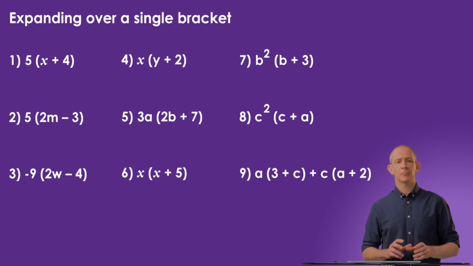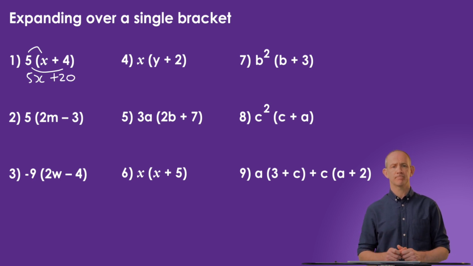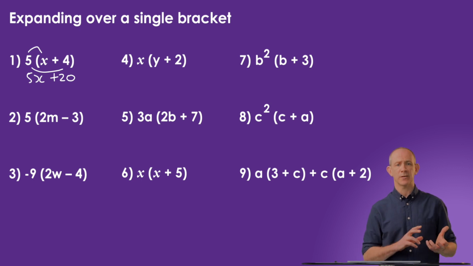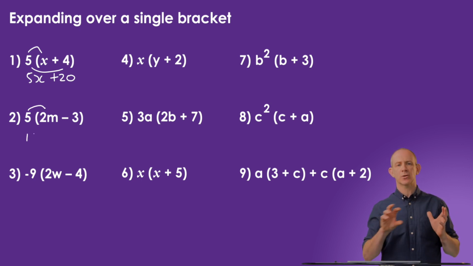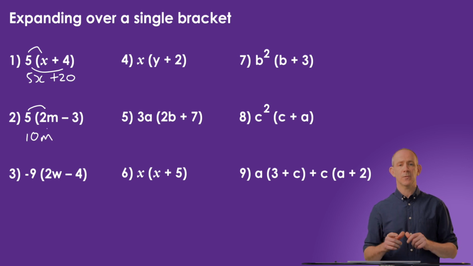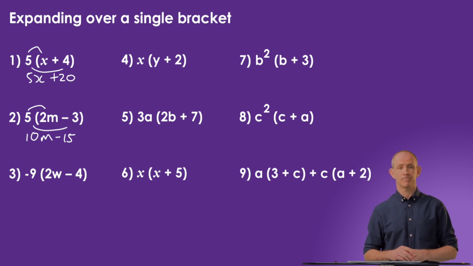So in problem number 1, we've got 5 outside of the brackets and x plus 4 inside. So we're going to do 5 times x gives us 5x, and 5 times positive 4 gives us plus 20. So the answer would be 5x plus 20. On the next one, we've got 5 outside of a set of brackets and 2m minus 3 inside the brackets. Again, you're going to multiply the term outside by each of the terms inside. 5 times 2m will give you 10m, and 5 times negative 3, positive times a negative, gives you a negative 15. So 10m minus 15 would be the answer.